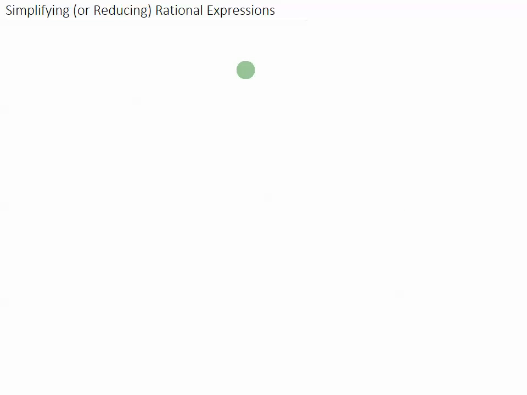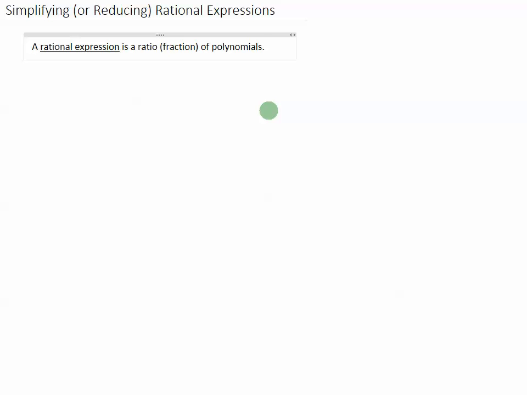Okay, so let's begin with what is a rational expression here before we look at how to simplify or reduce them. A rational expression is a ratio, meaning fraction, of polynomials. So a rational expression is just a fraction, but now your numerator and denominator may be polynomials. Okay, so here's the very important thing.